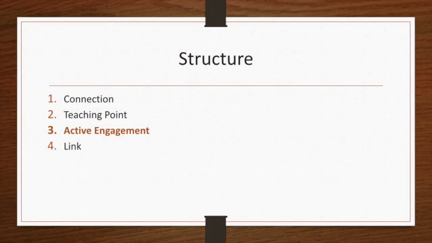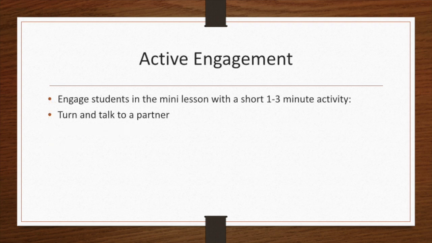The third part of a mini lesson is the active engagement. Soon after the teacher models the strategy by applying it in her own writing, she gives the students a moment to apply it themselves. This often takes the form of a turn and talk to a neighbor routine. When students share with a partner, this would be a good time for the teacher to pop in on the conversations to check on what they're talking about.